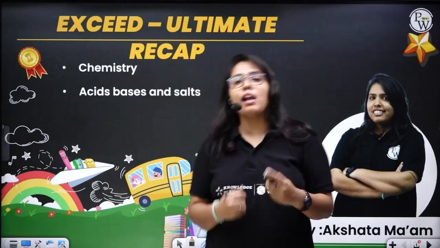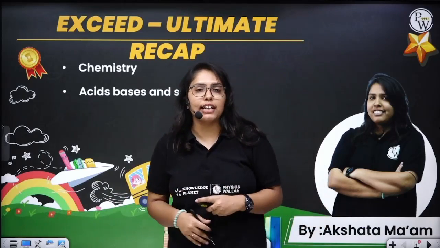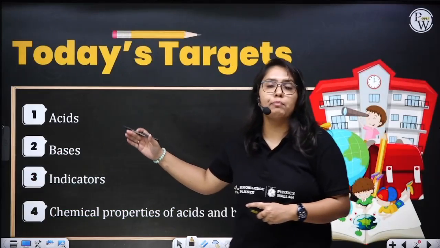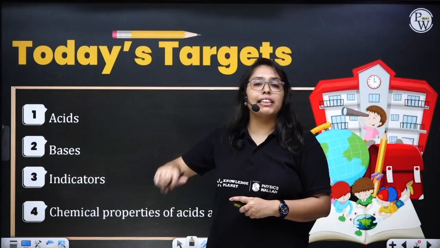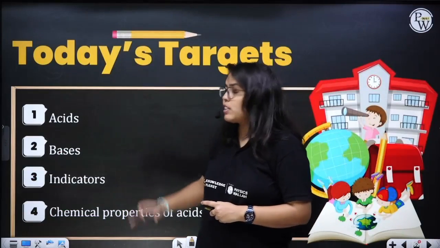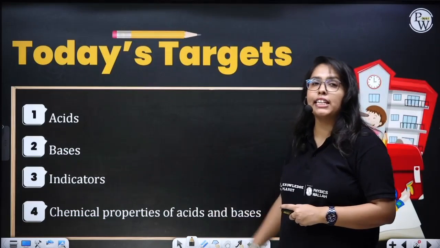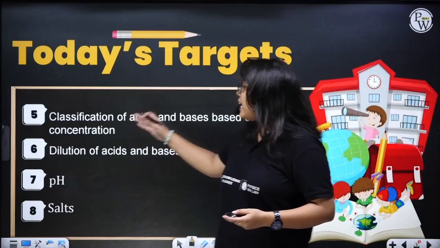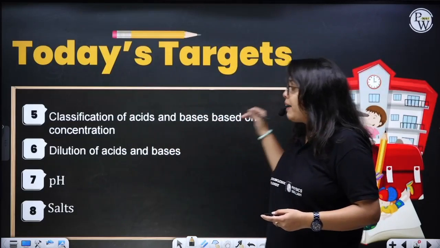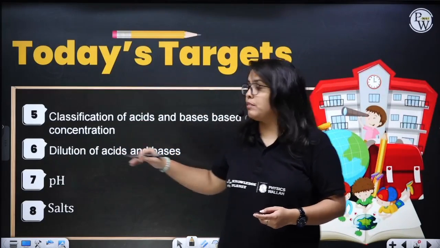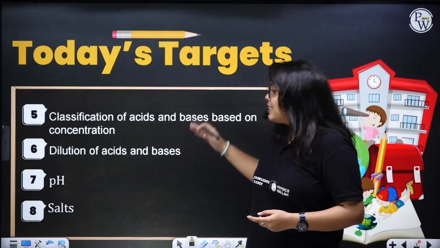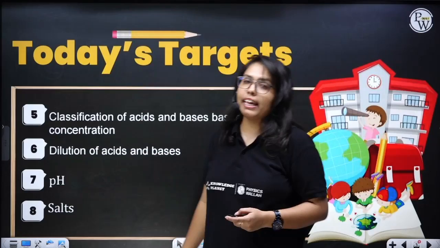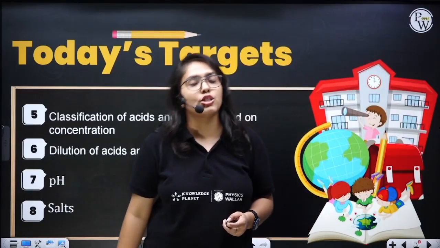And what all are we trying to cover in our session today? So we shall be learning about acids followed by bases. Then we shall be looking at the indicators followed by the chemical properties of acids and bases. And then we will learn about the classification of acids and bases based on their concentration. We will then look at the dilution of acids and bases. And finally, we will be talking about pH and salts.